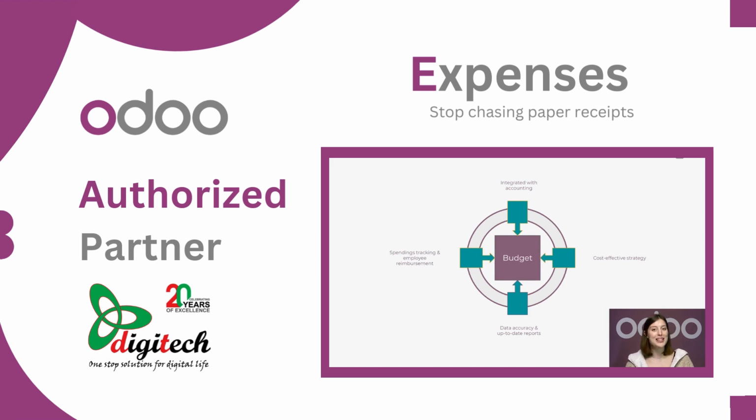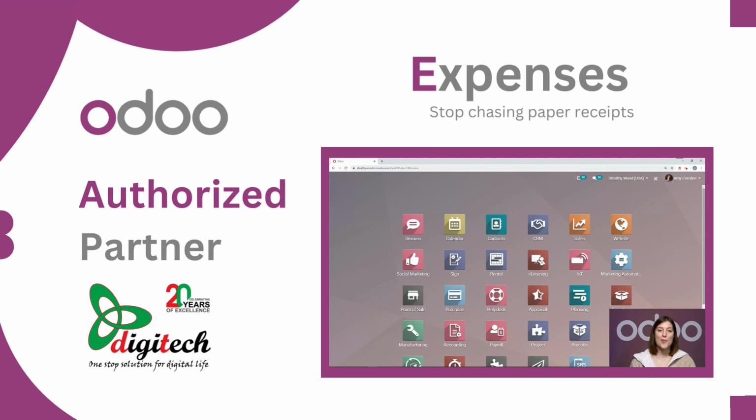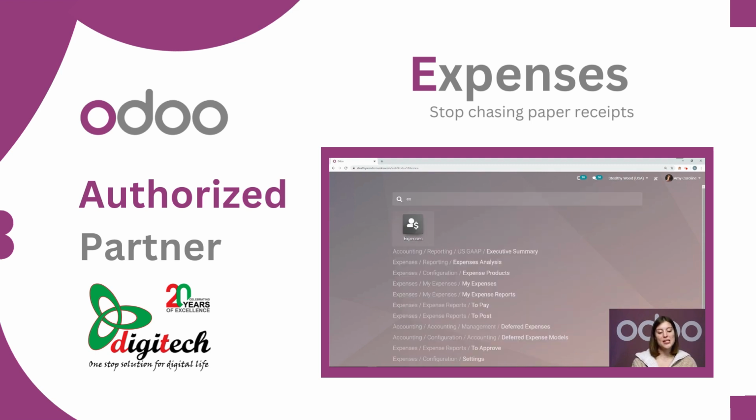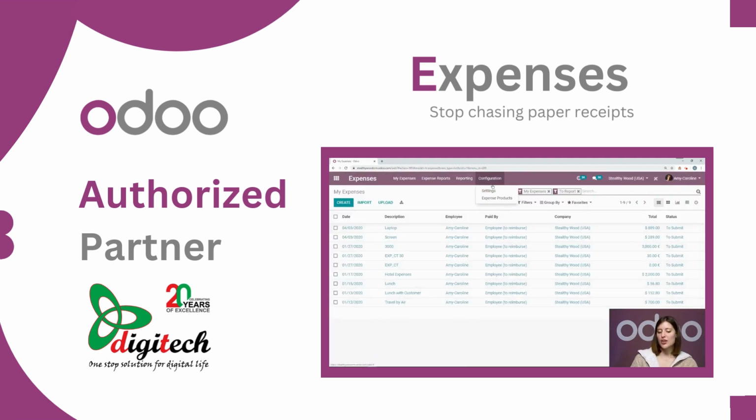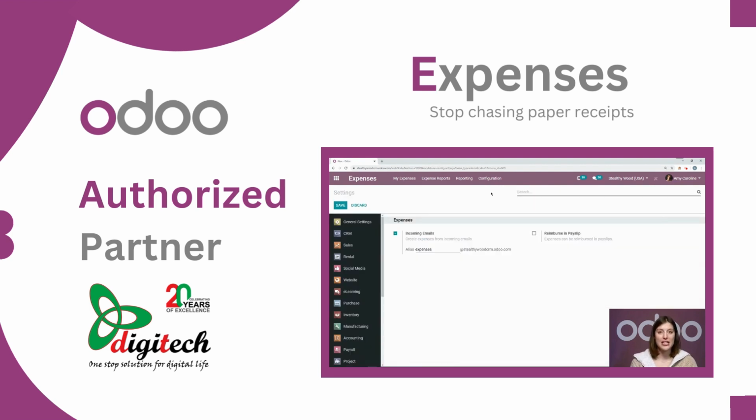So let's jump into Stealthy Wood's database and see how this works. All right, here I am on my database. Let's go straight to expenses, and right off the bat, we're going to go to configuration settings. From the settings page, we want to be sure that we have the incoming emails option activated, which will actually allow our employees to submit expenses by sending an email to the alias that we have set up.